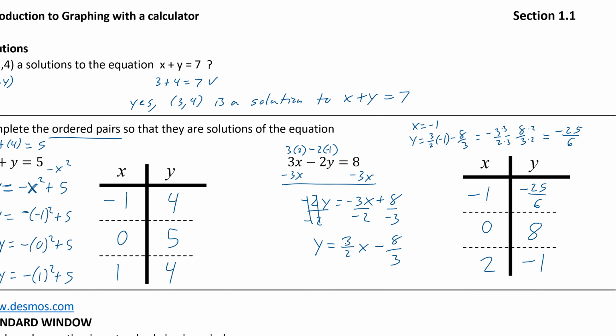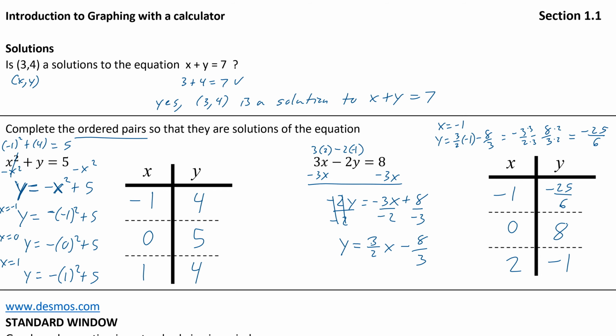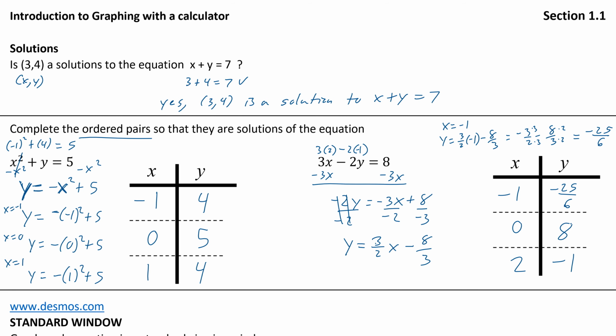There's an infinite number of solutions. To find them, you can solve for y, or you could just plug numbers in. We're going to be doing this later, and then later on, as you get through here, you will know what they look like.